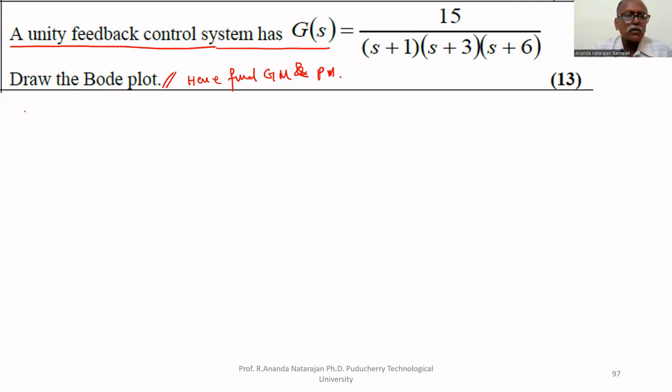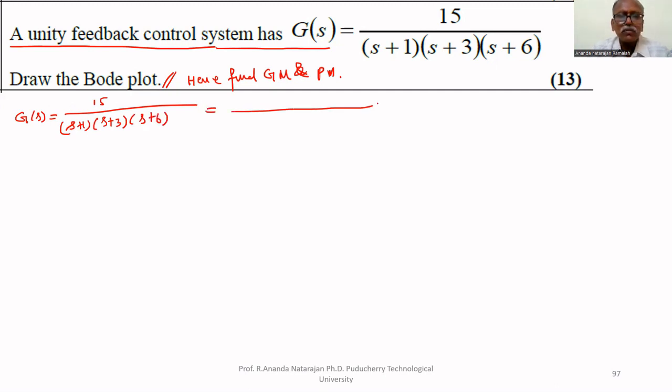So to draw the Bode plot, the given transfer function must be in time constant form, but it is in pole zero form: 15 upon (s + 1)(s + 3)(s + 6). To convert this into time constant form, we have to take 3 and 6 out. So (s + 1) multiplied by (1/3 s + 1), (1/6 s + 1), and 3 and 6 taken outside. That's why 15 divided by 18.